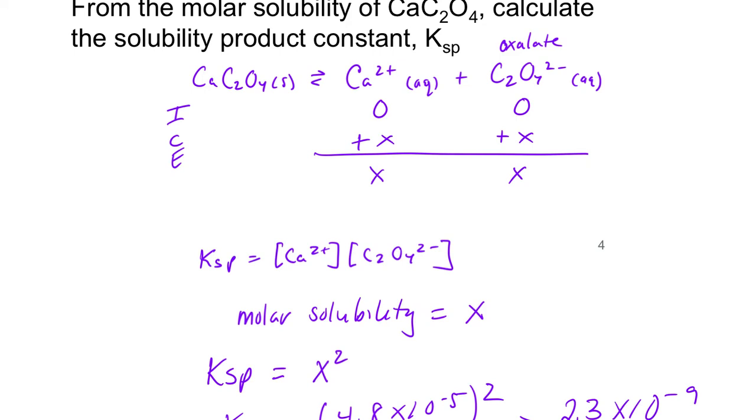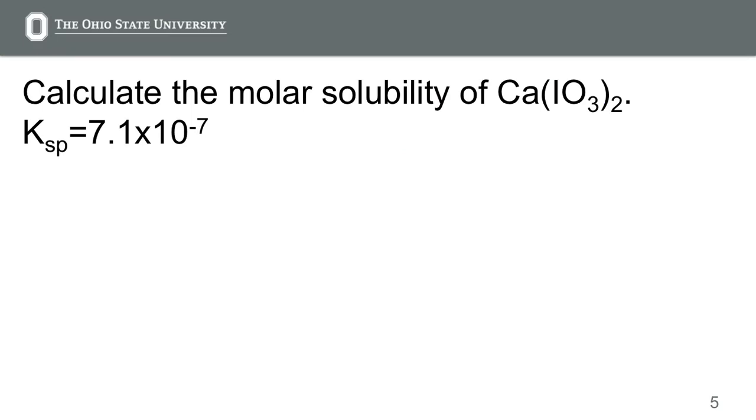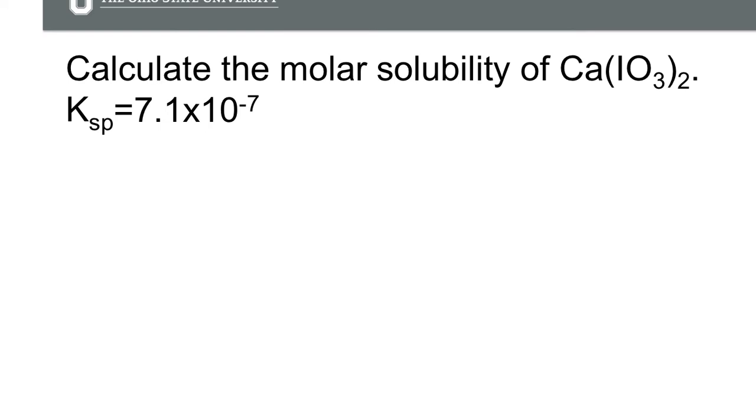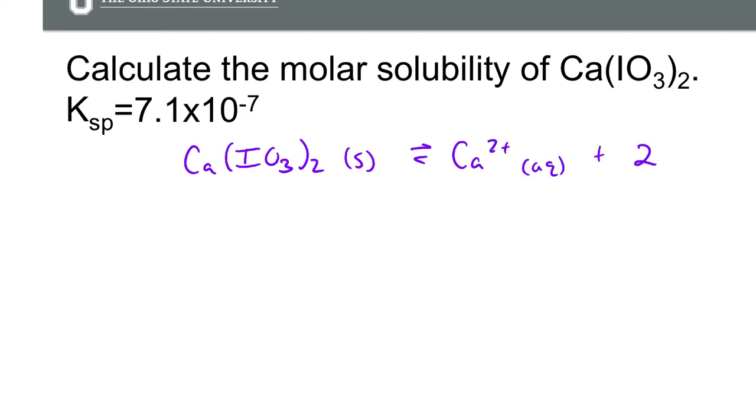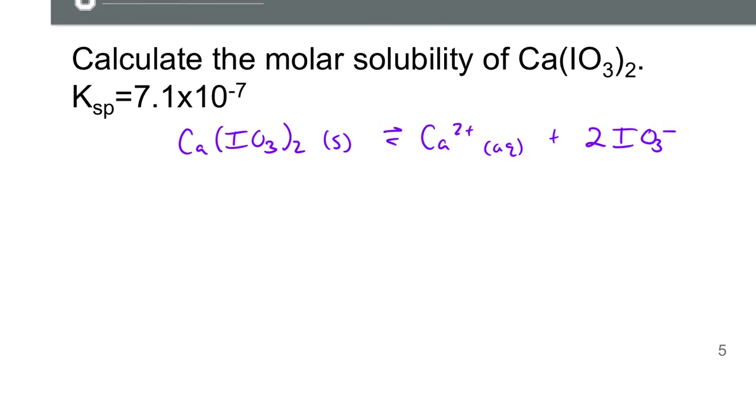Okay. So let's look at another example. Now we're given a KSP. I want to calculate the molar solubility of calcium iodate. So we'll write out the equilibrium together and then I'll have you work on that individually or with your neighbor, that's fine too. So we'll do our calcium iodate. That's going to be a solid in equilibrium with the calcium 2 plus, aqueous, plus 2 IO3 minus. So from here, work with your neighbor, work by yourself to calculate the molar solubility. It'll just take a minute or two.